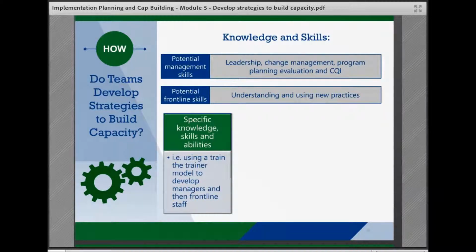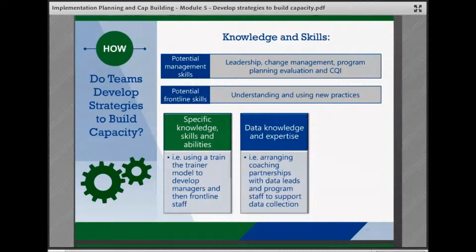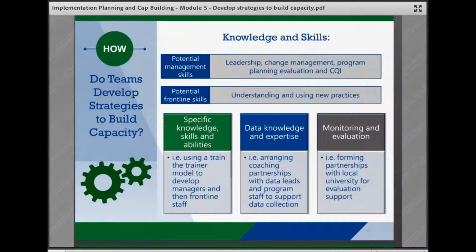These may include, for example, knowledge, skills, and abilities specific to the intervention, like adopting a train-the-trainer model that brings intervention purveyors to train managers, who then train frontline staff. Expertise to collect and analyze data, like arranging coaching partnerships between data leads and program staff to support quality data collection processes. And intervention monitoring and evaluation, like forming partnerships with a local university for external evaluation support.